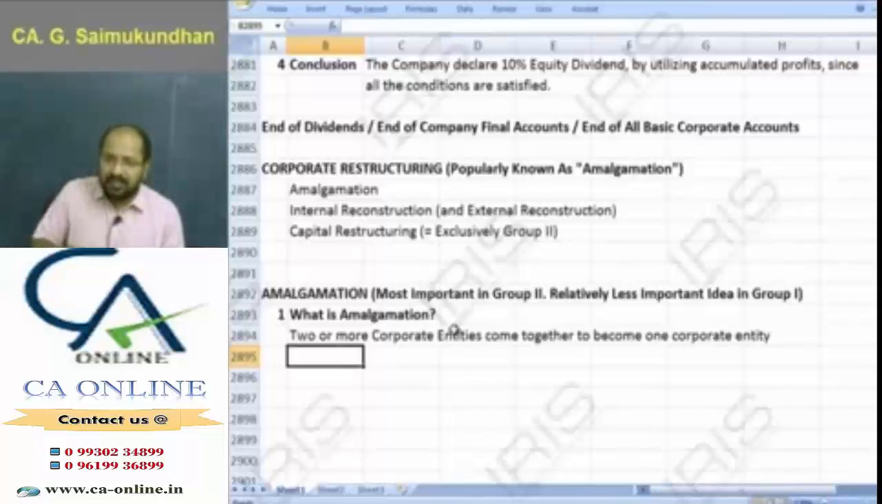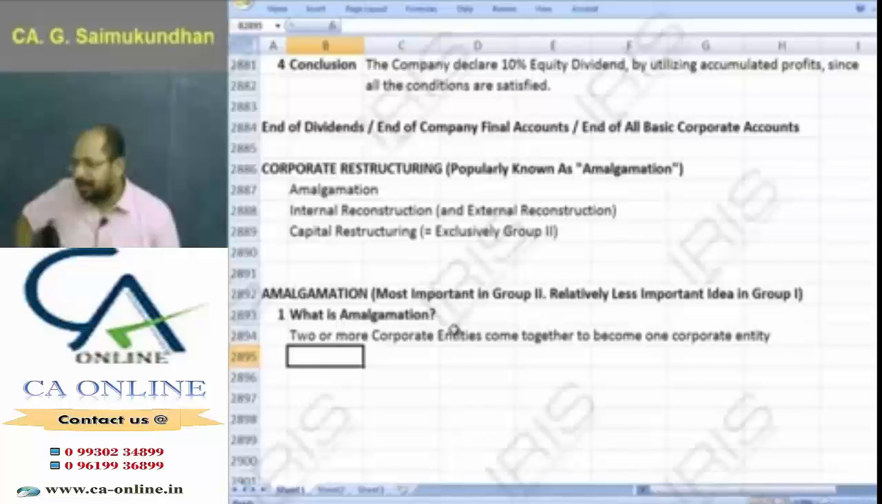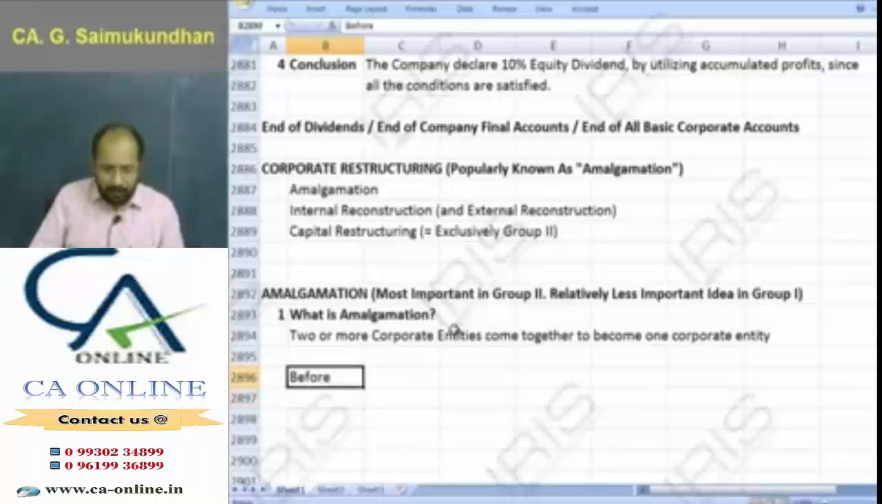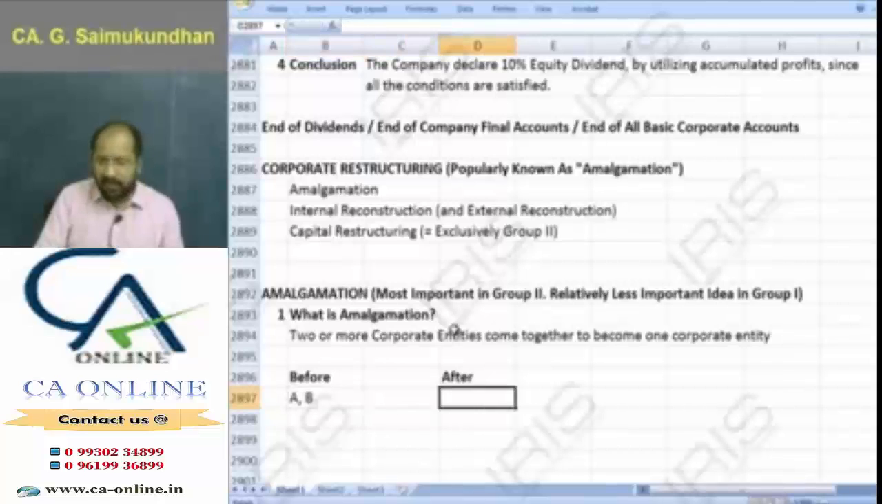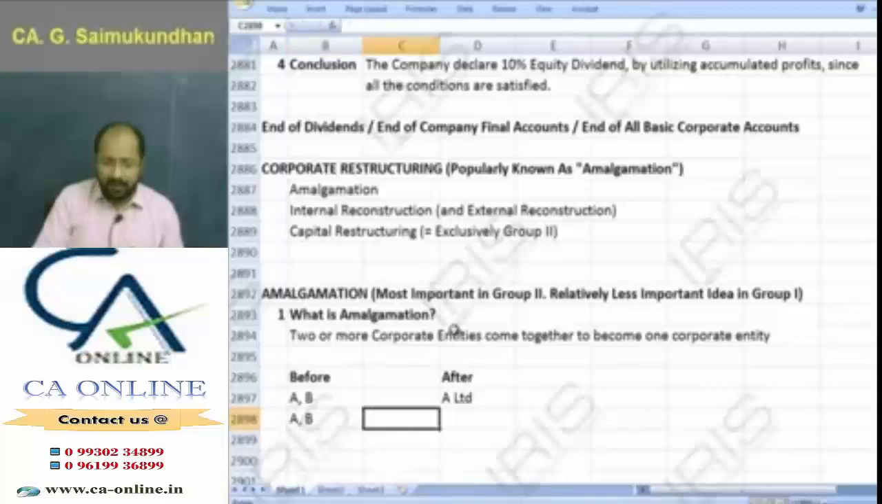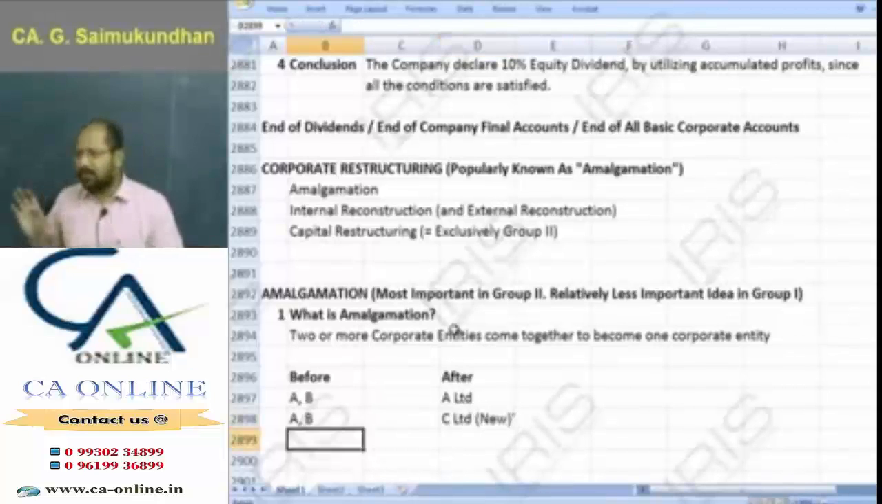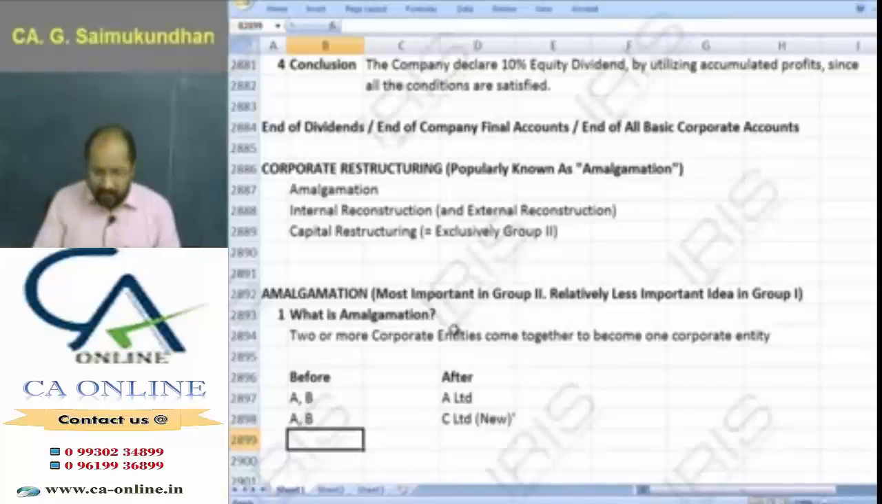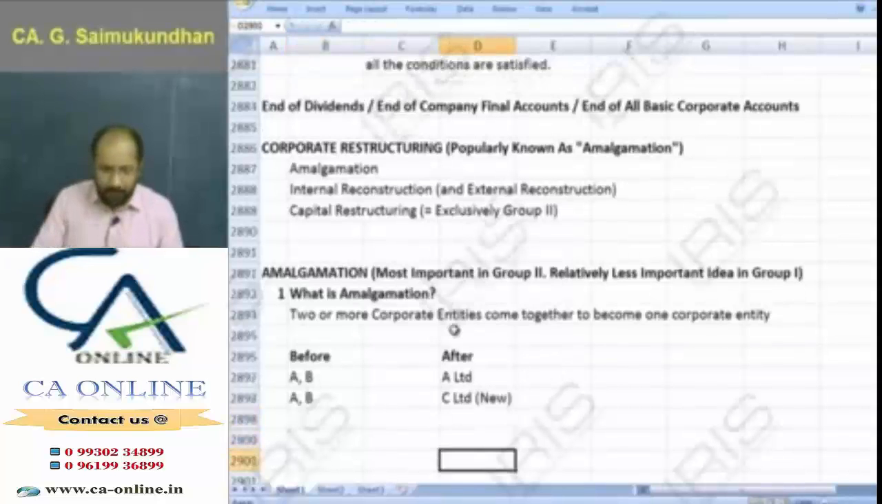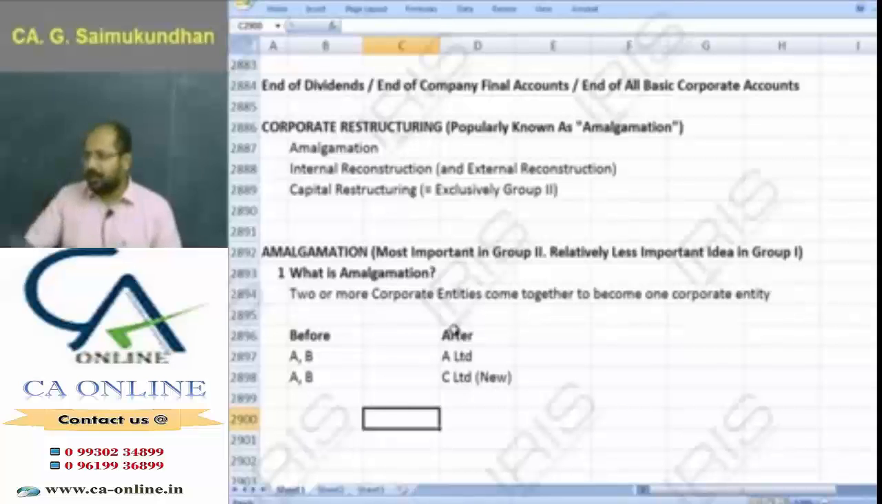So amalgamation implies that at the end of this entire deal, you will find there is only one company left. What about the other company? Before, after. Before we can have A limited and B limited, after we'll be having only A limited. Before we can have A limited, B limited, after we'll be having some new company called C limited. All are amalgamation. Whenever we have any deal about amalgamation, at the end you will be having only one company.